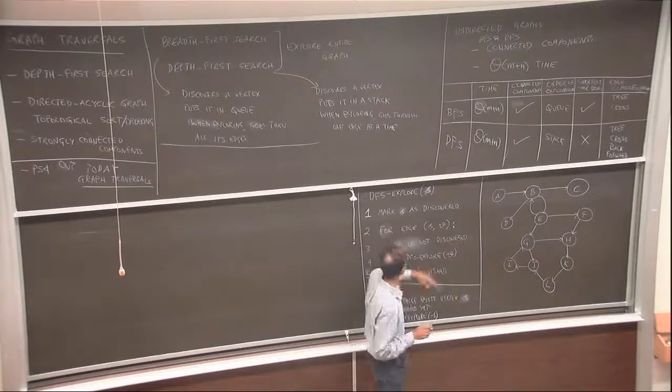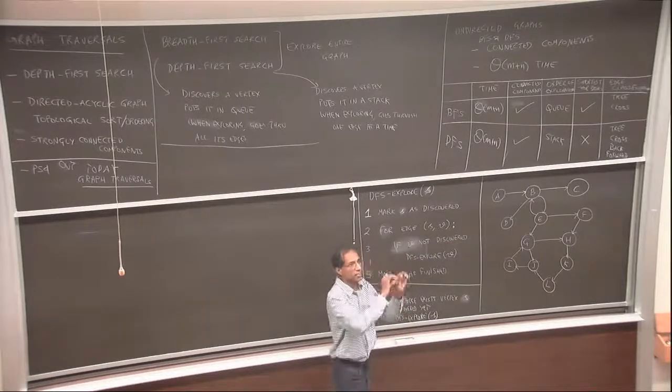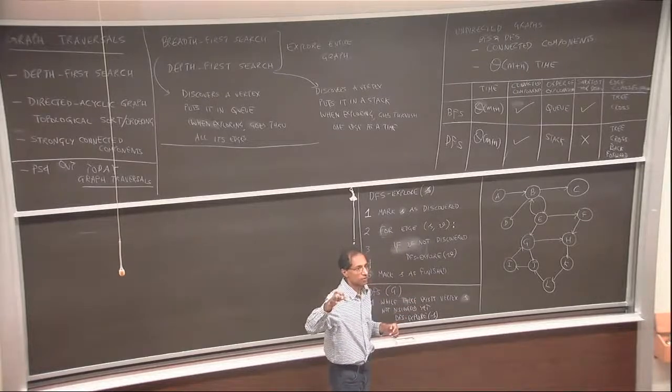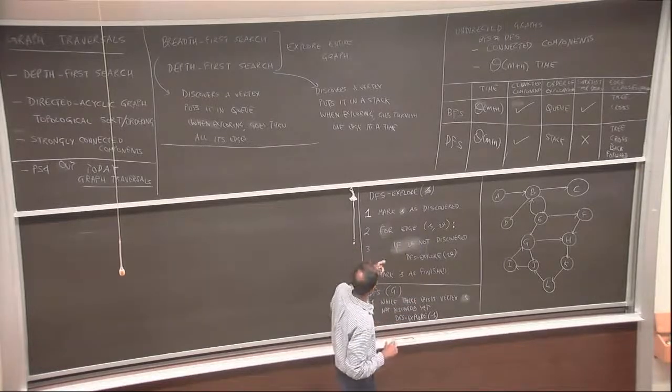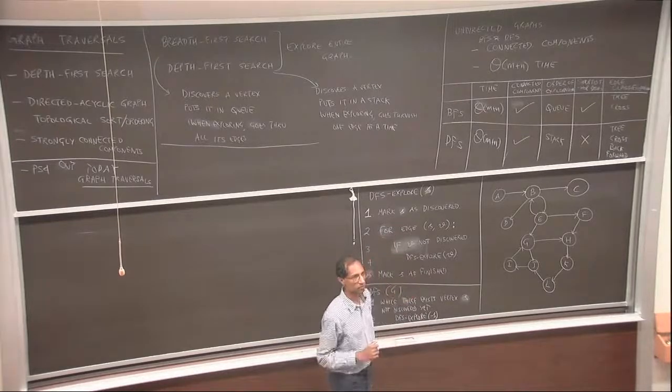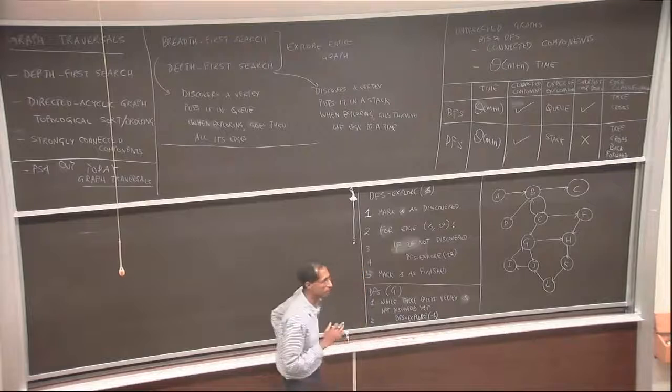So imagine there is an array called discovered. It keeps track of which vertices have been discovered and which have not been discovered. And I've written it as a recursive procedure. If you want, you can avoid writing the recursive procedure the other way. Good question.